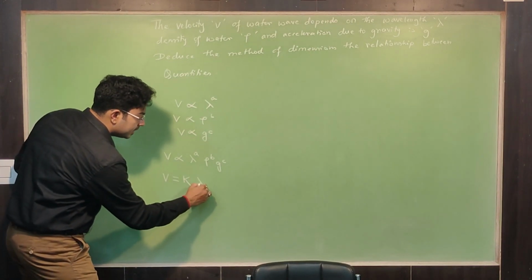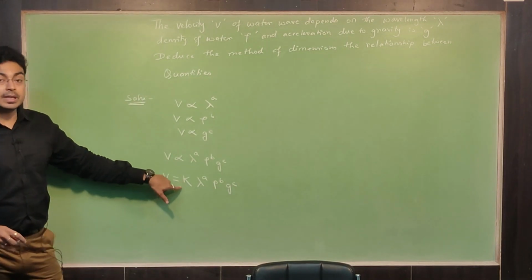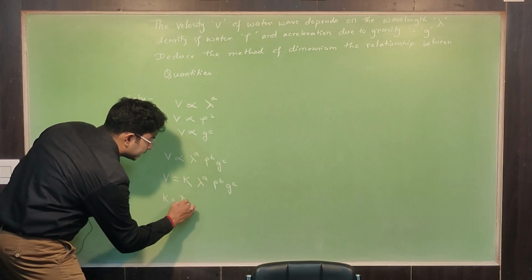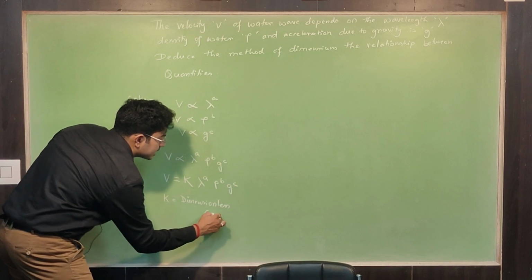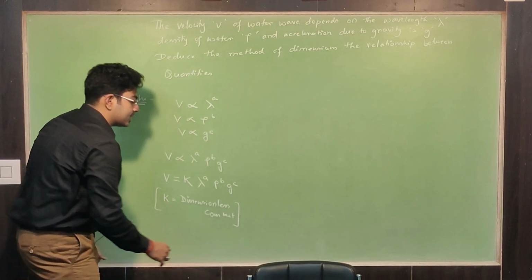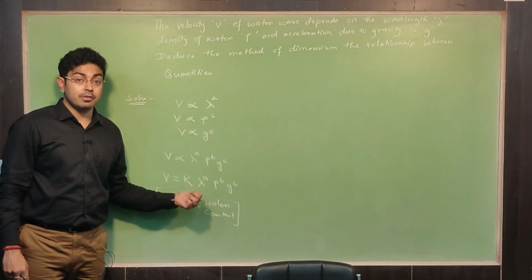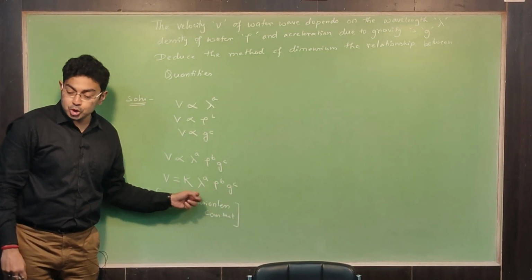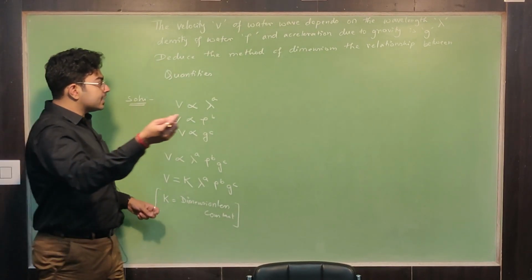Now remember, this k needs to be a dimensionless constant. Here you have to write, it is a dimensionless constant. Okay, so here k is the dimensionless constant. Next step is here to put all the dimensions of lambda, rho, g. You have to put dimensions of all these things. Okay, so let us see what we can do.